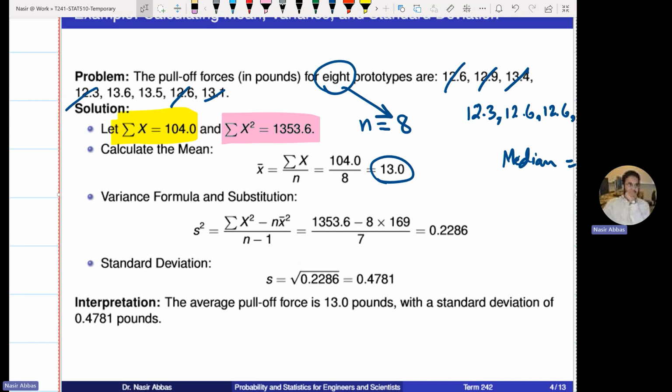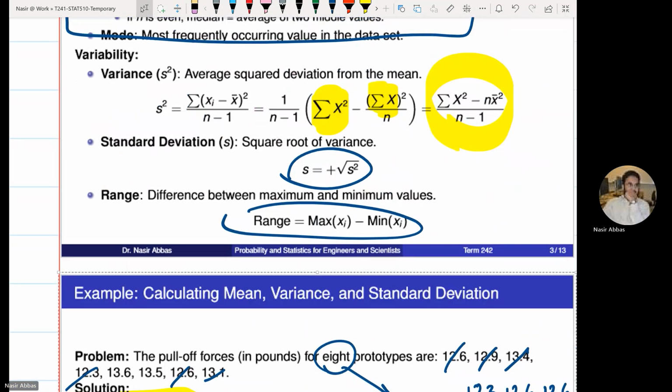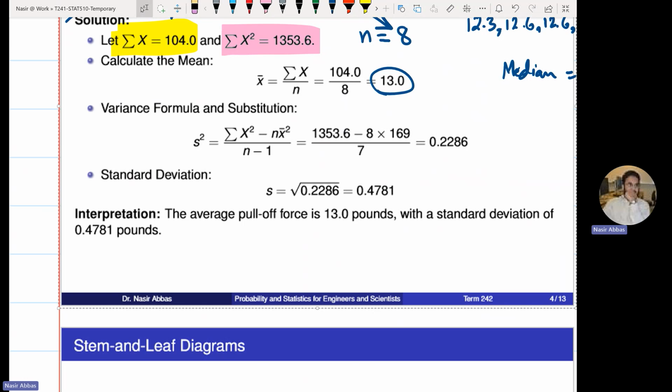Now let us move on towards the computation of variance. For variance, again, this is the formula that we will give you in exam. Which means for variance, first you need to find the mean. You already found the mean to be 13, right? So just plug in everything into this formula. 1353 point something minus what is n? 8 times 13 square, which is 169, divided by 8 minus 1, which is 7. Everything on the calculator, so make sure you are comfortable with your calculator. Put everything into the formula, 1353.6 minus 8 times 169 divided by 7. And this is the answer for the variance.